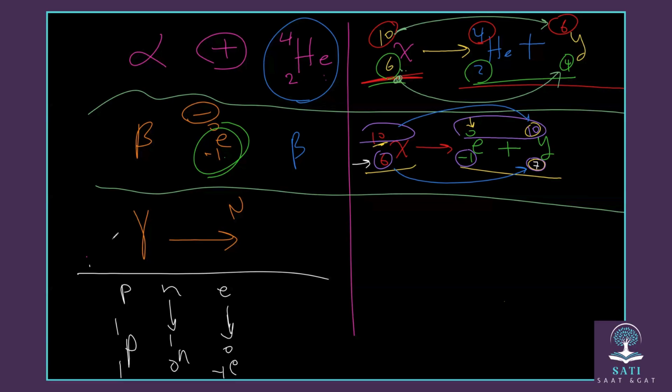So this 6 here, in this question, is the atomic number. And what is the atomic number? It is the number of protons. And the 10 that is here is the number of what? Protons and neutrons.